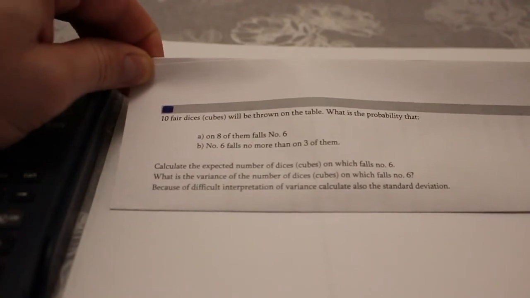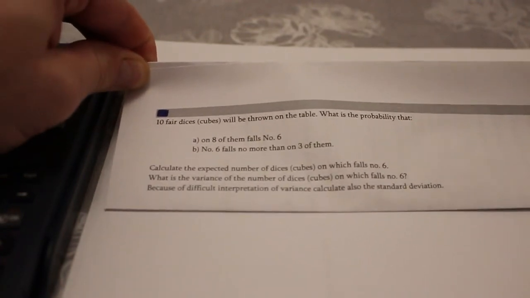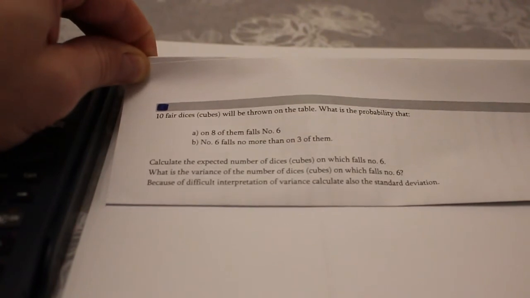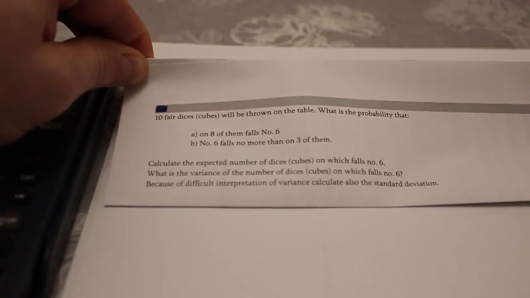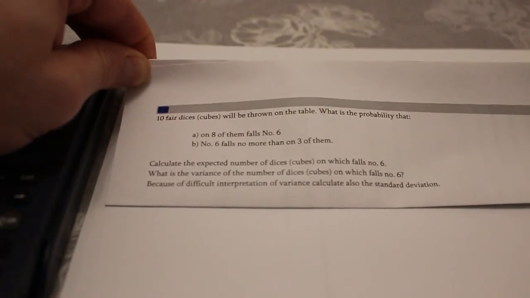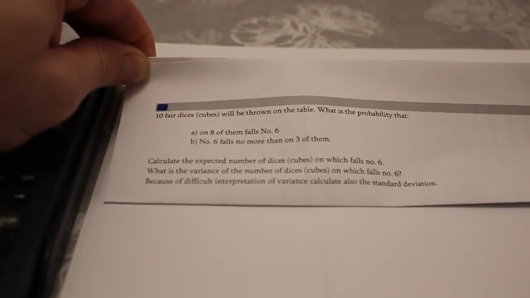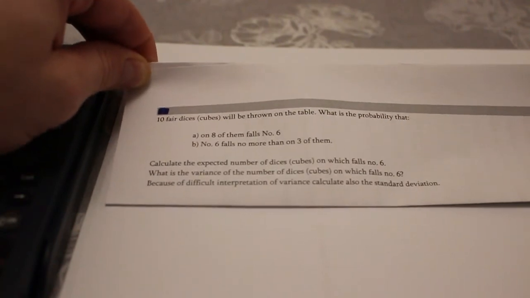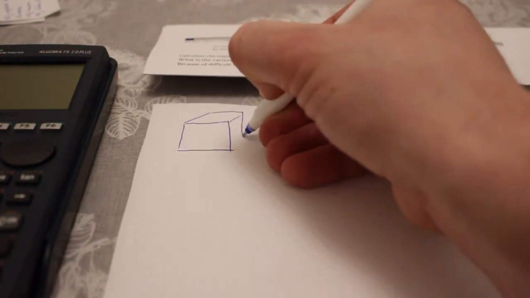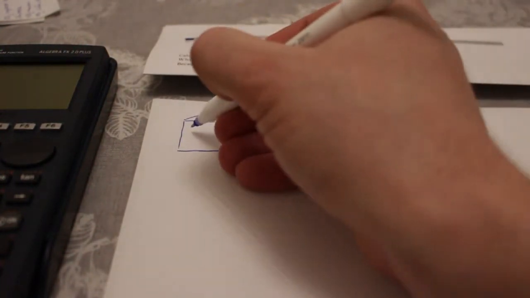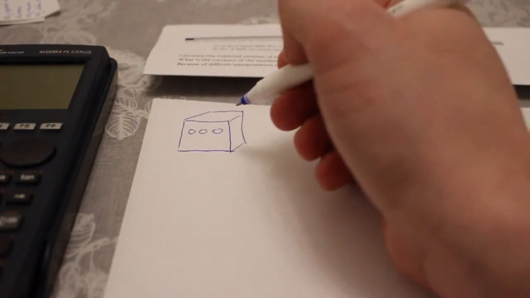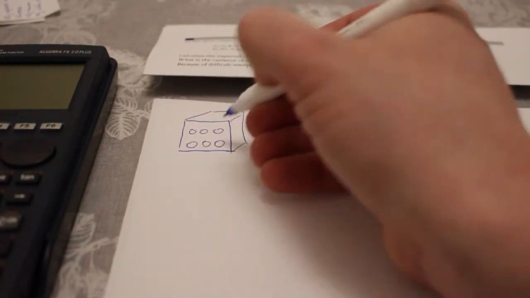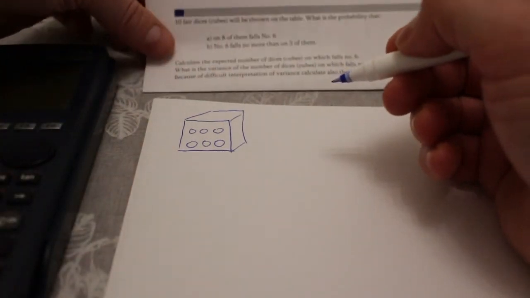Okay, the random variable is over. We will continue with probability distributions. 10 fair dice, the cubes, will be thrown on the table, and we would like to calculate the probabilities. So what is a fair dice? I will draw here the fair dice. So this is the dice, and there is, for example, a position with value 6.